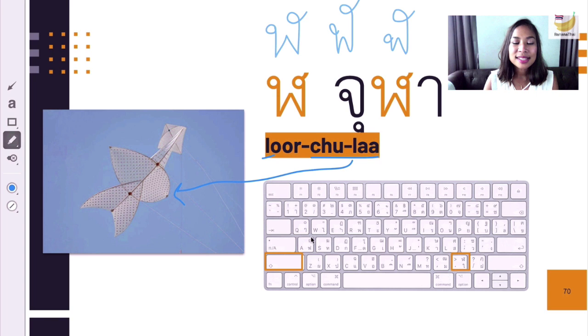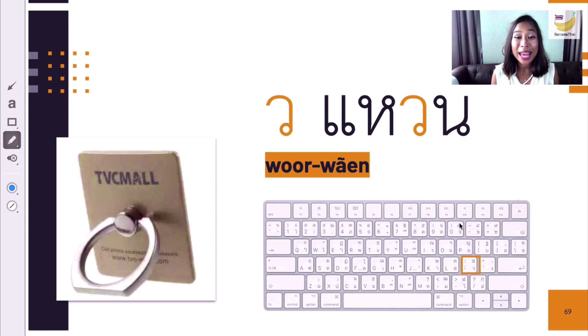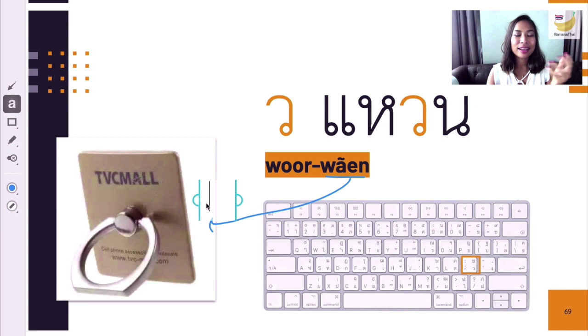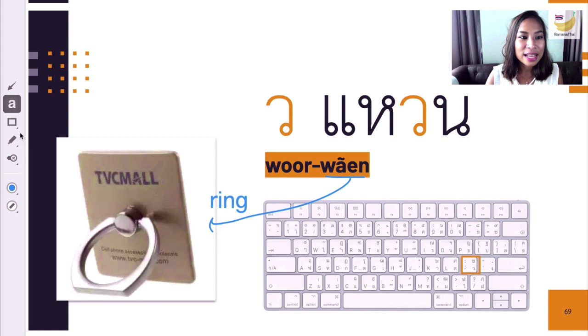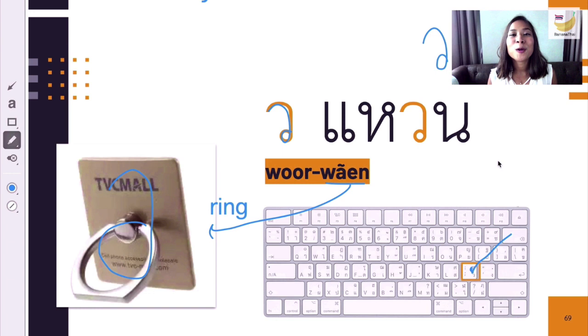So, ลอจุฬา. Practice writing, ค่ะ. Now come to the next one ค่ะ, วอแหวน นะคะ. The word แหวน means ring. But I don't want to just put the normal photo of a ring, because this one is easier to remember. It's like a phone ring, with the head here and then a hook together, like a ring. วอแหวน, and it's right here. Make a ring and hook, like a ring. Wo waen is the last consonant from the low class consonants. So practice all of them and now come to the next part.